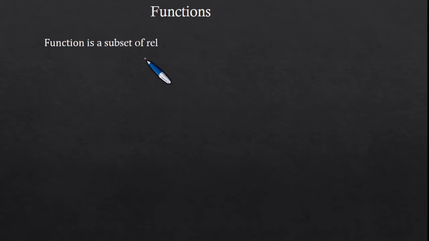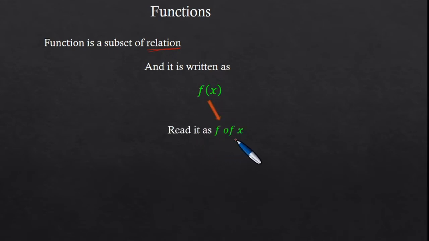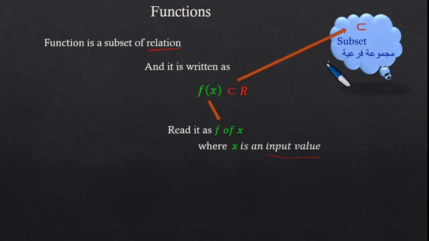A function is a subset of a relation, as I just said, and it is written as f of x, where x is the input value. So now, what is f of x? It is a subset of a relation. R is a relation here. This is the symbol of subset. You can see the Arabic translation. f of x is a subset of a relation, and a relation is a subset of the Cartesian product.